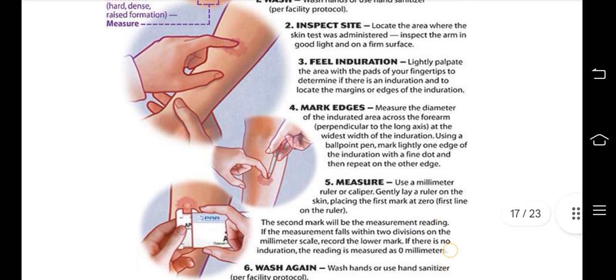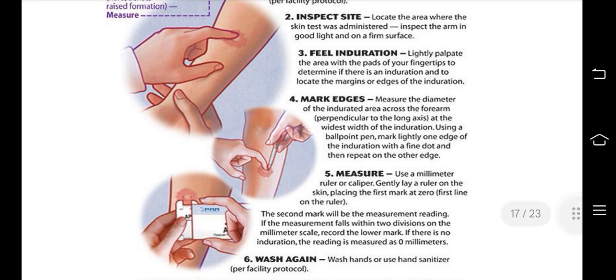And measure. Use a millimeter ruler or caliper. Gently lay a ruler on the skin, placing the first mark at 0, the first line on the ruler. The second mark will be the measurement reading. If the measurement falls between 2 divisions on the millimeter scale, record the lower one. If there is no induration, the measure is 0 millimeters.